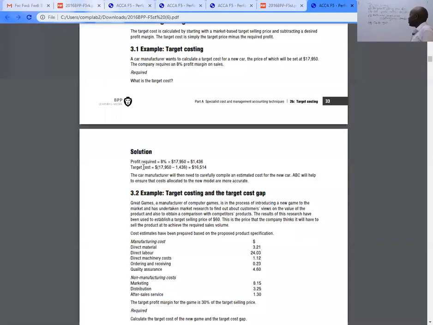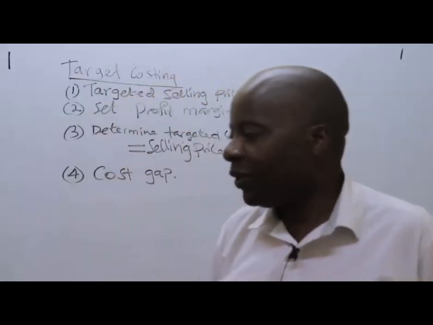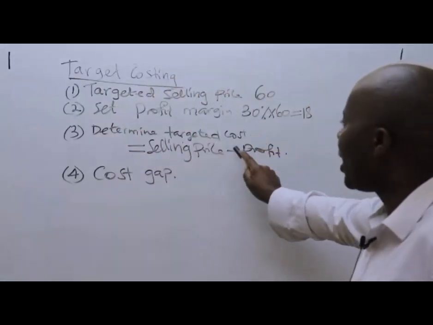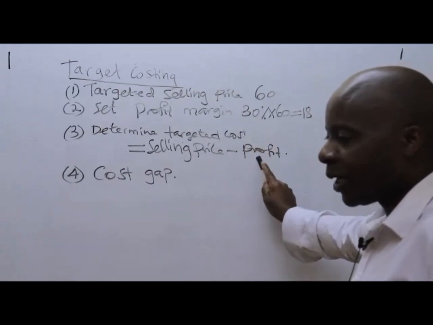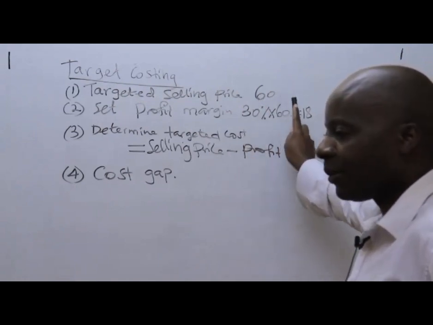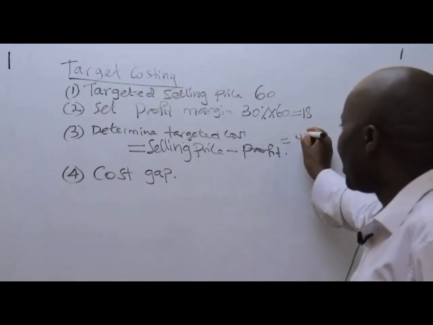Ladies and gentlemen, from there, I will come and determine the targeted cost. How do I get the targeted cost? We've just said that to get the targeted cost, we normally take the selling price minus the profit. So I'll take 60 minus 18. This gives me 42.